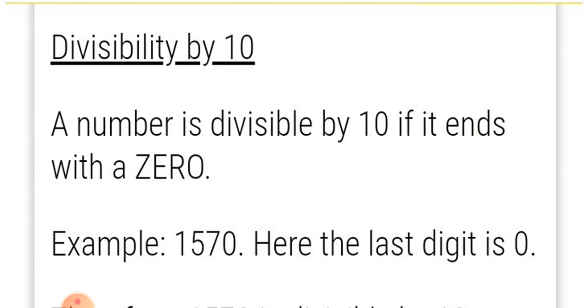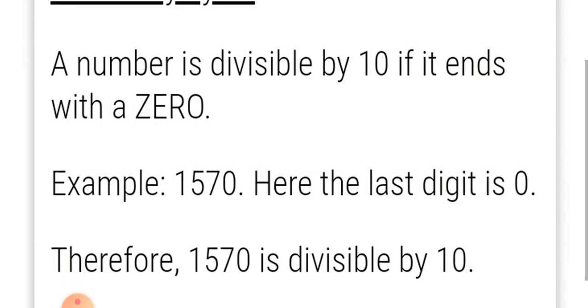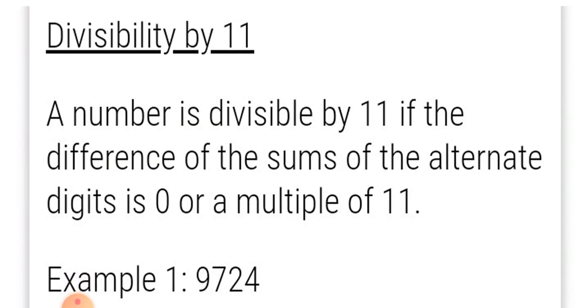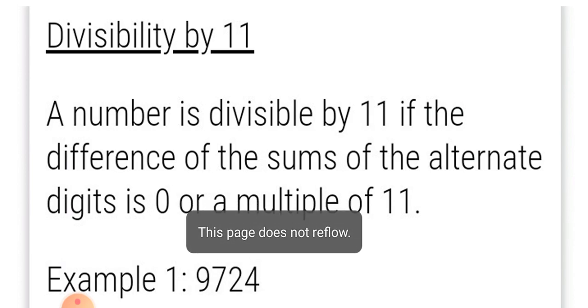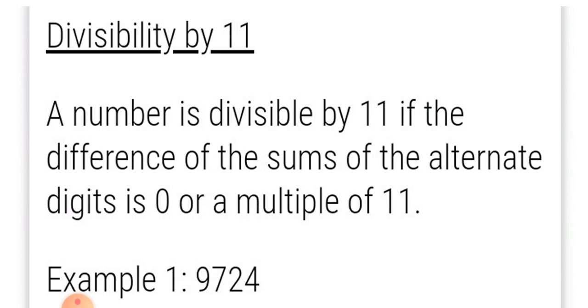So, look at this example question, 1570. Here this number ends with 0. So, here we can write, therefore this number is divisible by 10. Clear, children? Is it easy? Yes. Now the next rule is divisibility by 11.